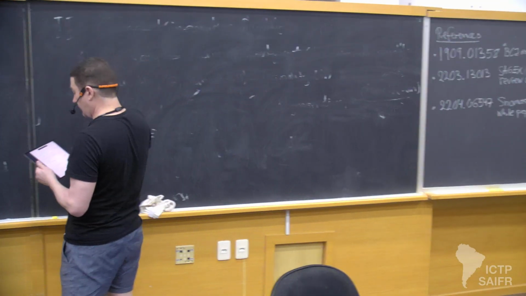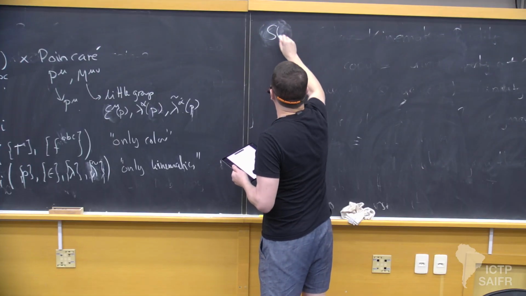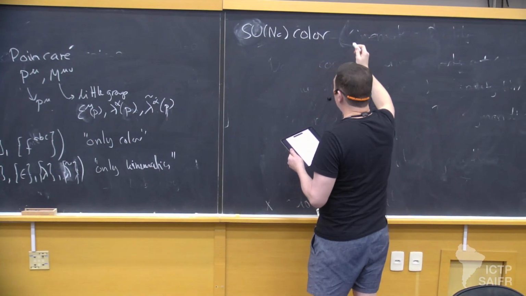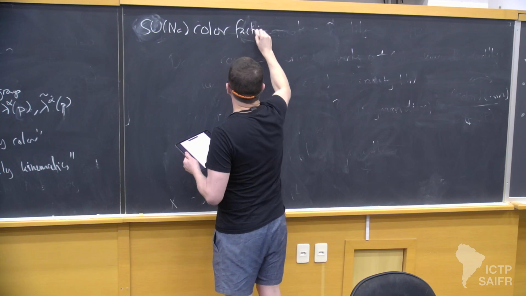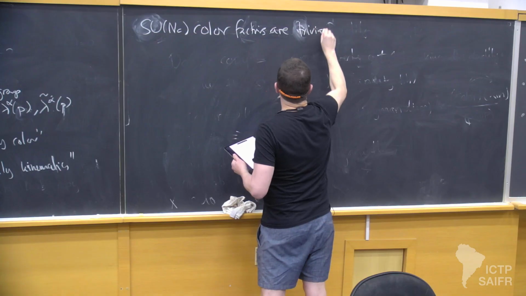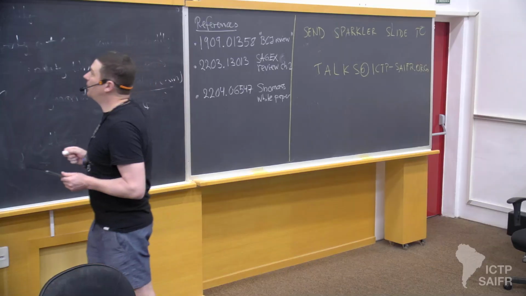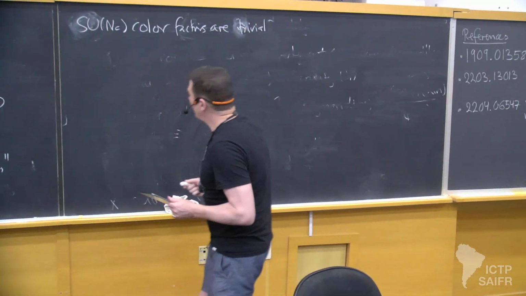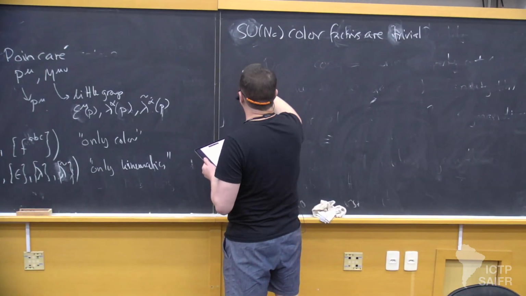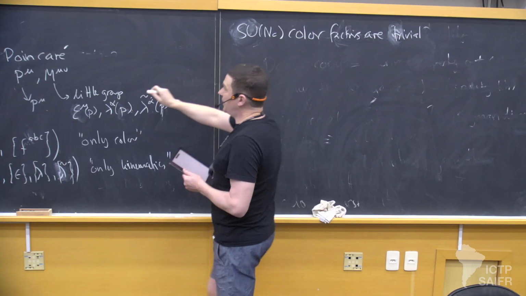And yeah, so as I said, the SU(N) color factors are trivial. Well, they're maybe not trivial if it's the first time you've seen them, but once you get used to them, they become trivial fairly soon. So that means that we're not going to talk about them too much. We are going to talk about them a little bit, but not too much. But yeah, it's really here in the kinematics.